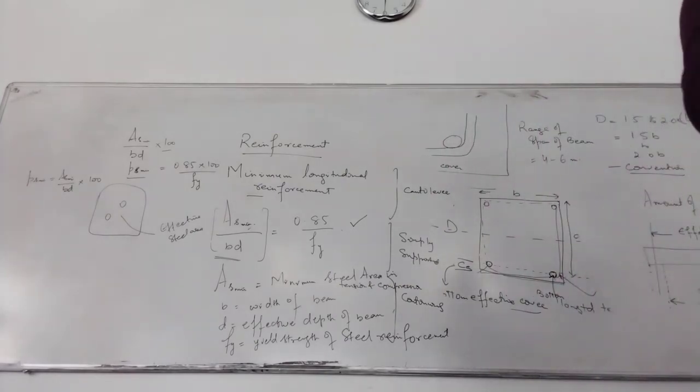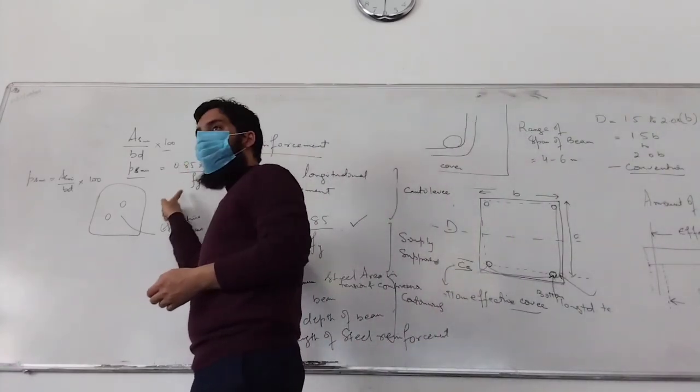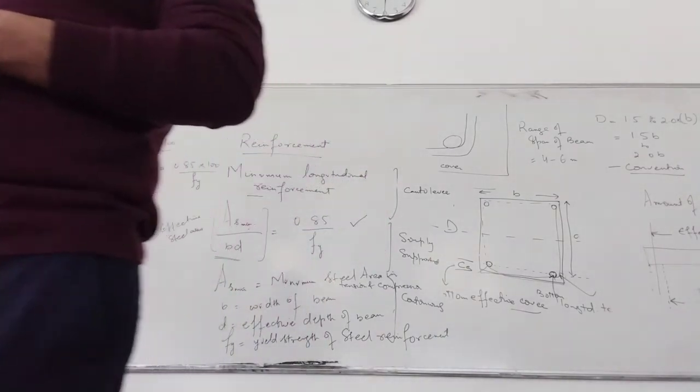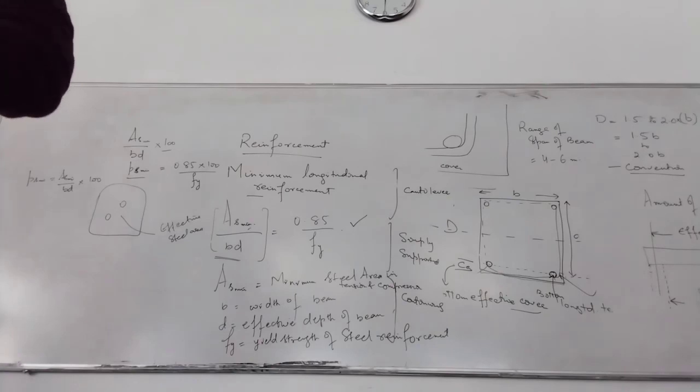Now where did this come from? I told you this has come from research, that the minimum area has to be provided this much. Why? For two reasons. Number one, even if you require less than this in the tension, you are also requiring reinforcement for shear purposes. You will come to know that once we study shear, there are three things for shear.